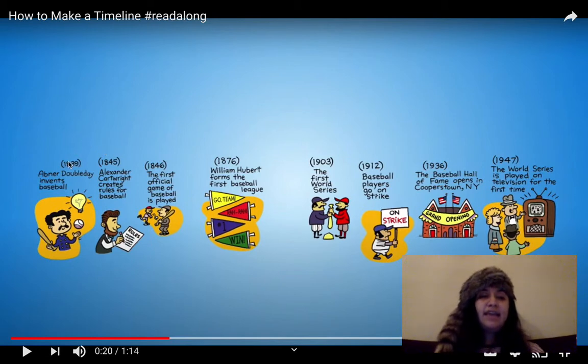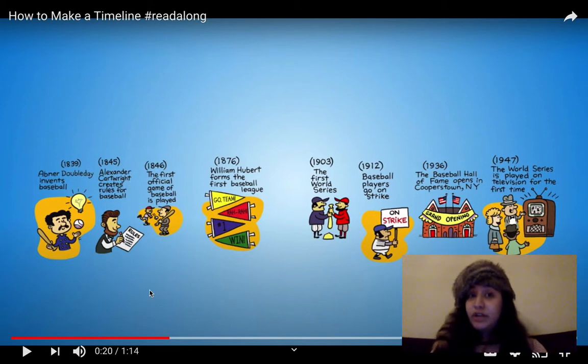Look, it has 1839. Abner Doubleday invents baseball. So this guy invented baseball in 1839. There's a timeline. In 1845, these are years, so this timeline is going by years, Alexander Cartwright creates rules for baseball. Baseball's pretty old, so we're learning about the past of baseball. In 1846, the first official game of baseball is played. Then we move on. In 1876, William Hubert forms the first baseball league, and that's how we got the Dodgers.